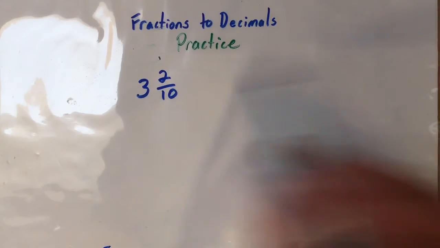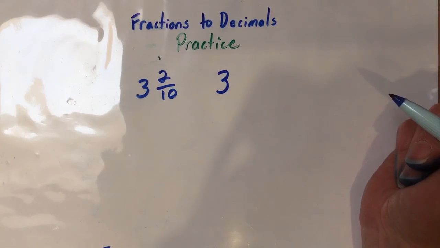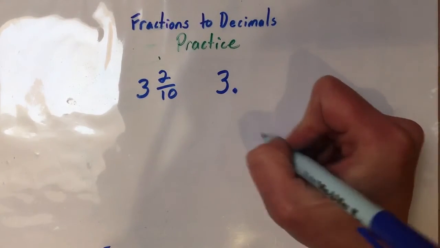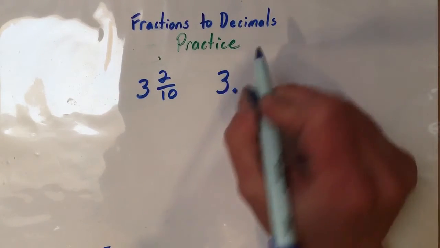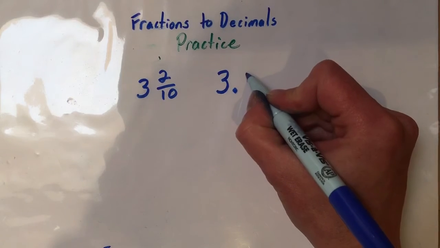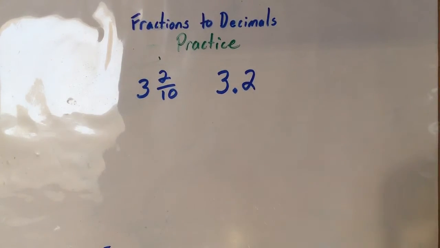So we have to start off with our whole number. Our whole number, the 3, goes in the ones place. We put our decimal down, 3 and, now we have to do 2 tenths. So I know my 2 is sitting in the tenths position, the tenths place. So it looks like this, 3.2, 3 and 2 tenths.